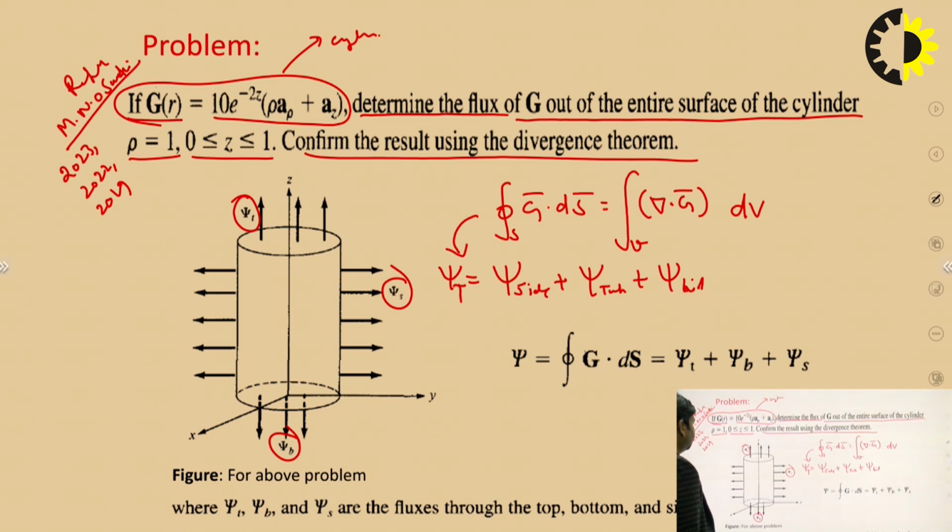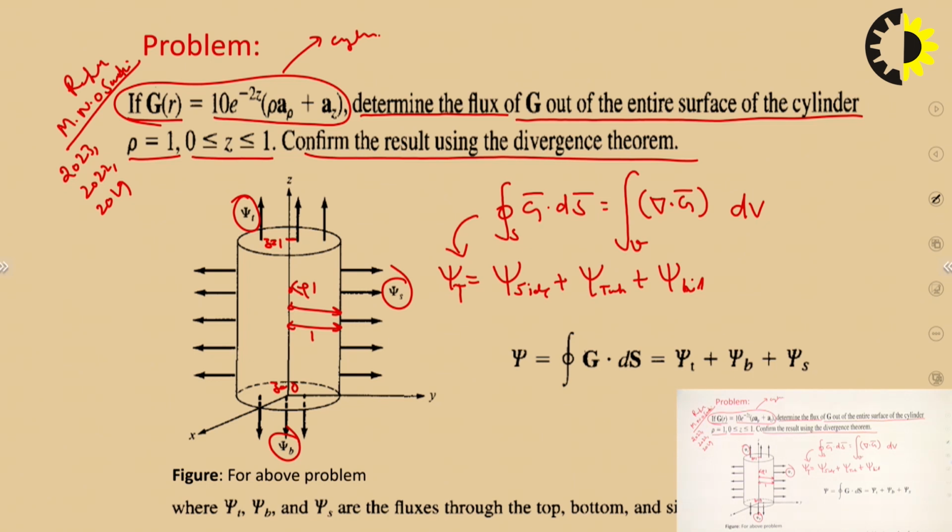You know that this is the z axis, this is the z equal to 0 plane, and this is the z equal to 1 plane. And rho, the radius, lies from 0 to 1, so this distance should be 1.